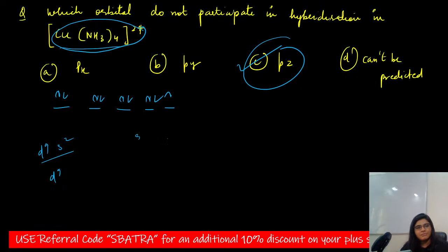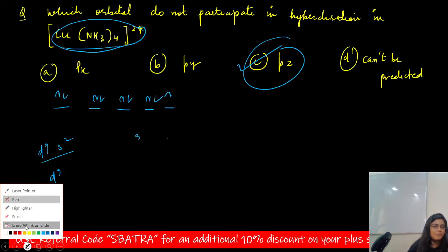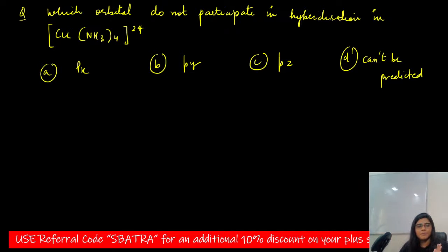Before going to the answer, you guys tell me the hybridization and the geometry of this particular compound. Is copper nitrate a tetrahedral or a square planar compound? Just tell me that.